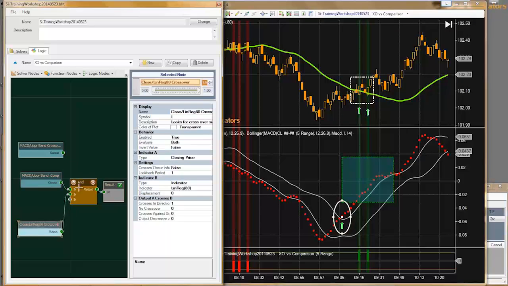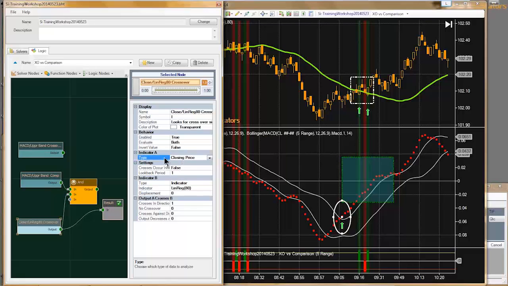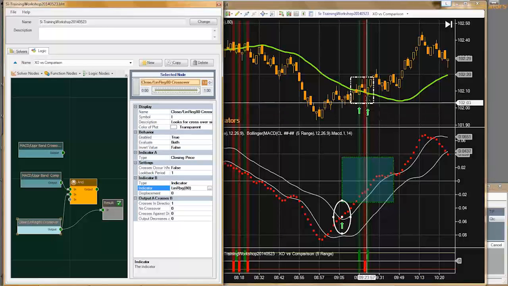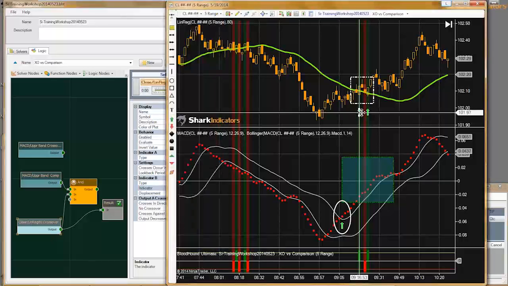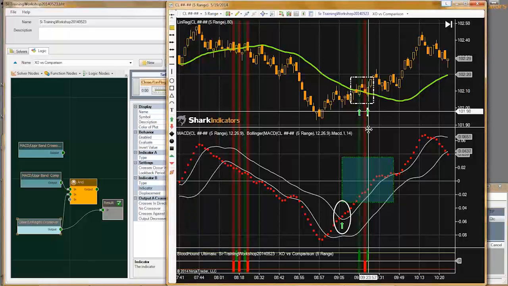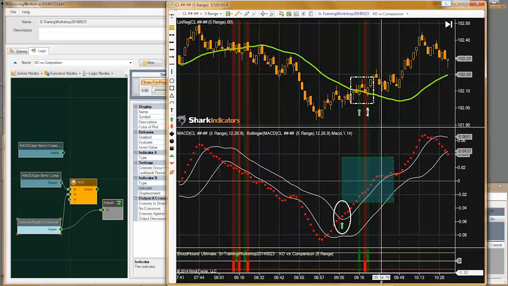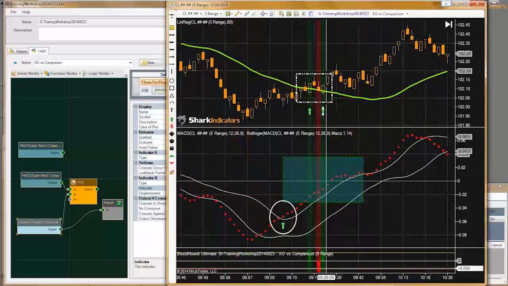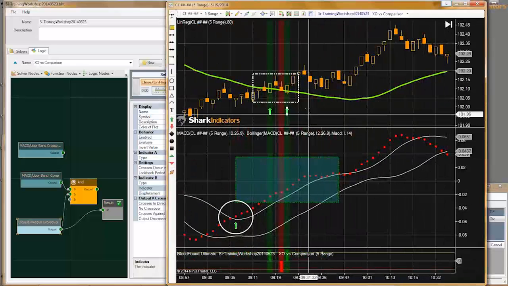Let's see. Well, really, I don't think I did anything on the crossover solver settings. I simply plugged in the closing price, and then plugged in the linear regression indicator, and that's how we got our crossover signals here on this chart. Well, if I expand this out a little bit, make it a little easier to see.